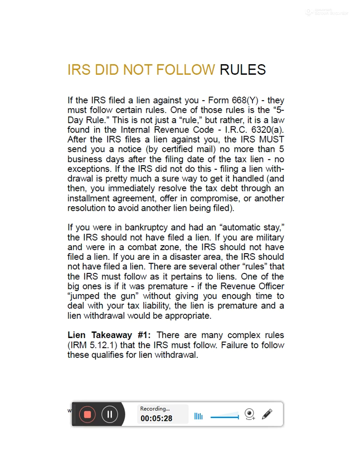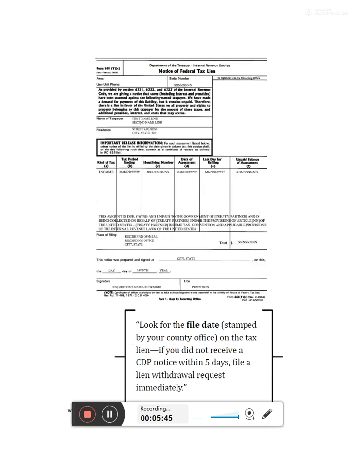And then one of the big ones, I call this the jump the gun reason. So you had the tax assessed to you, you owe the IRS, and they don't give you any time to deal with it. They just slap a lien on you. That's premature, and absolutely, we're going to get that withdrawn if that happens.